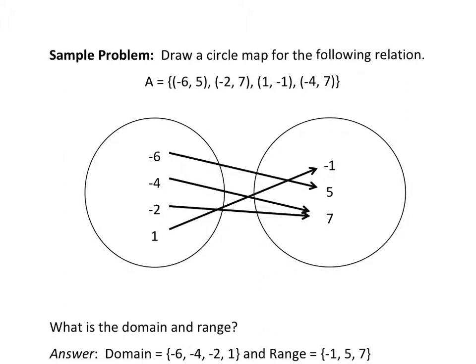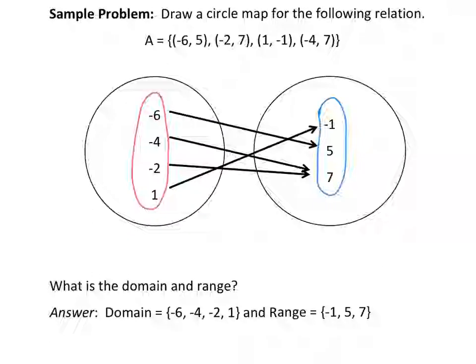If your relation is shown as a circle mapping, it's very simple to find the domain and the range, because these values are the domain values and these values are the range values. So when I look at those together and write down what my domain and range are in set notation, I get this for my domain and this for my range.